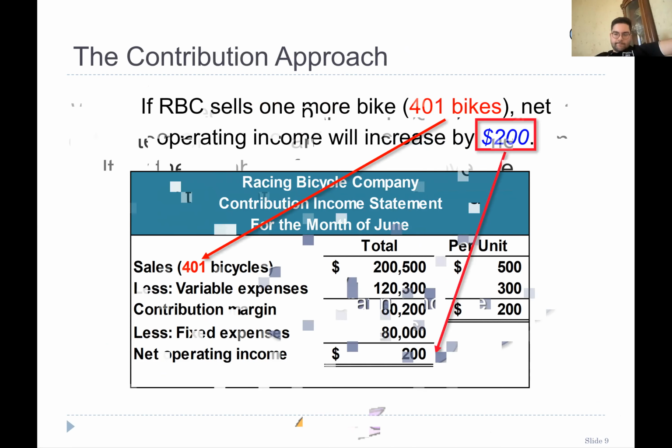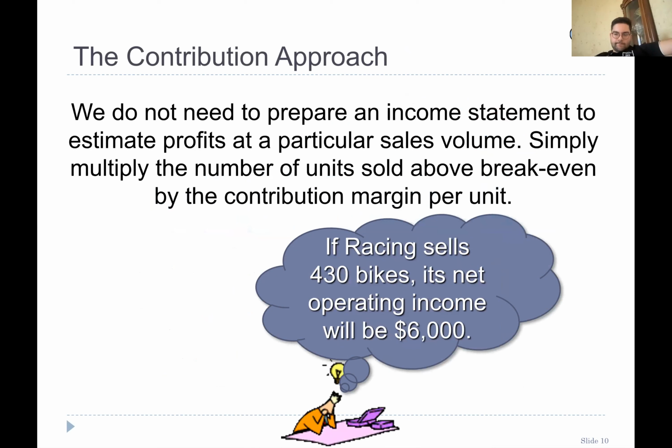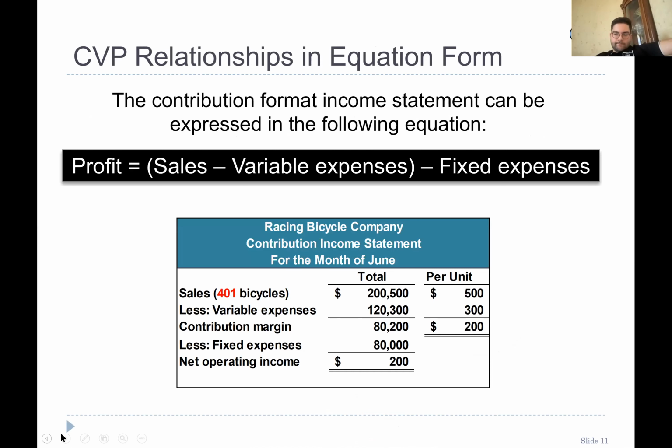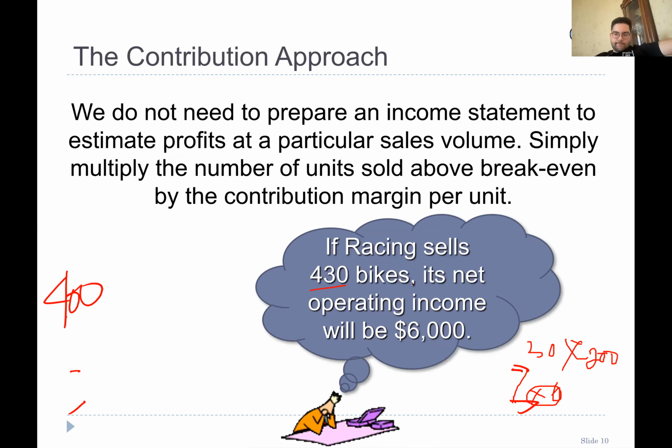So now you tell me, if RBC is selling 430 bikes and we know that 400 is the break even, how much is the net operating income? 30 multiplied by, what is the contribution margin per unit? 200. Answer is 6,000. You see here, 6,000.